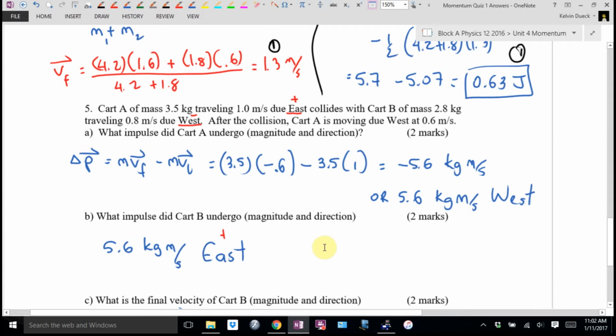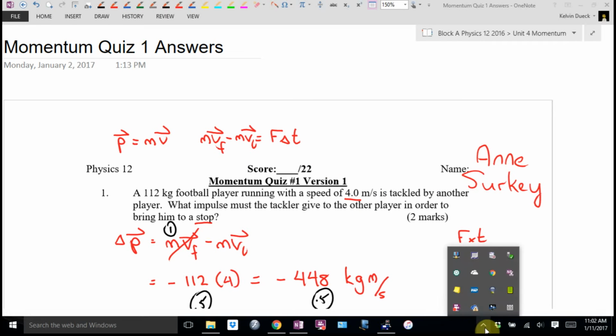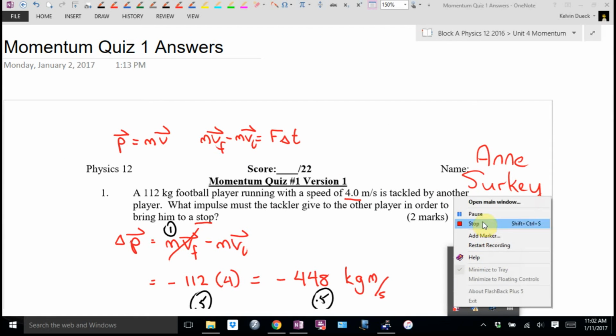We're not there yet. Can you give yourself a lovely score out of 22, please? Make sure your name is on them. If you need to come talk with me, now is the time.